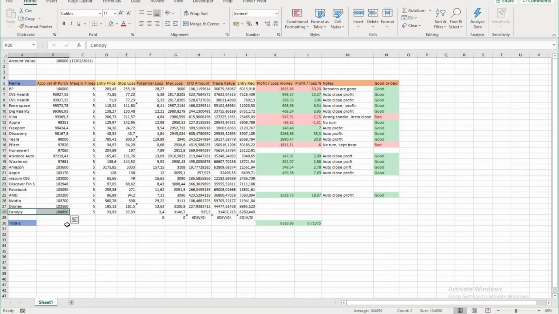So how did it work? At the time when I entered the trade, my account value was $104,890. Virtual currency, that is not my money. I'm still experimenting as well, so I'm not going to put my own money into it. So yes, account value at purchase was that.